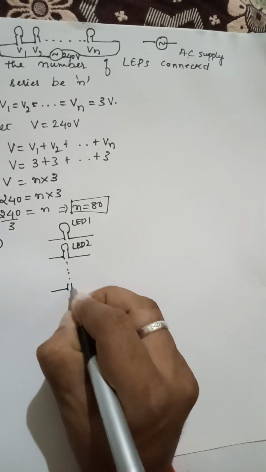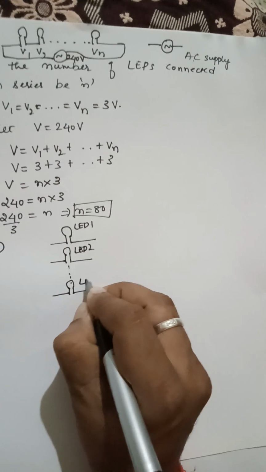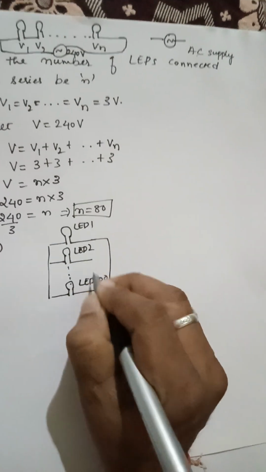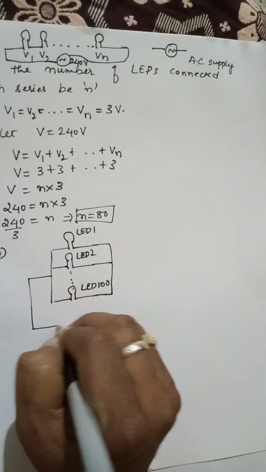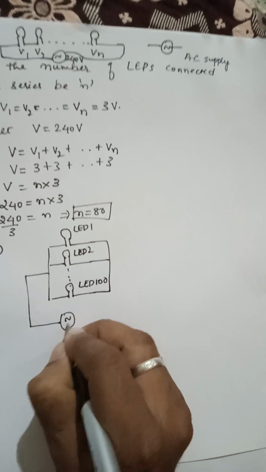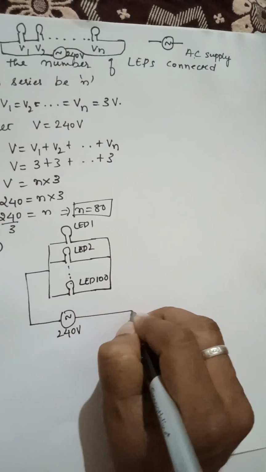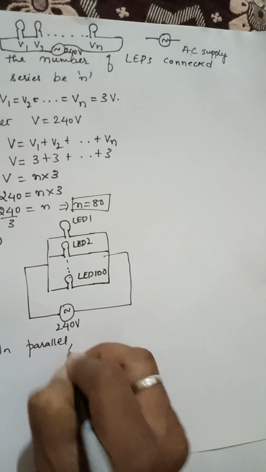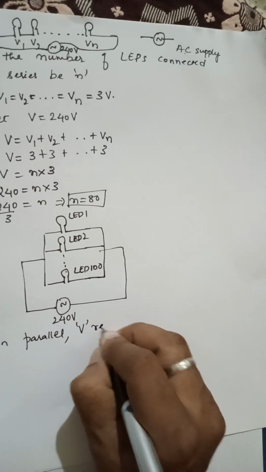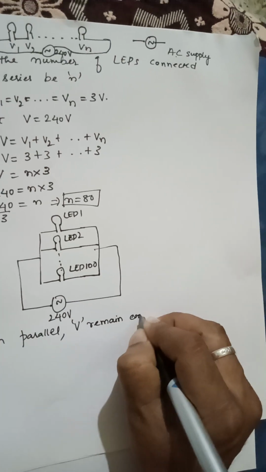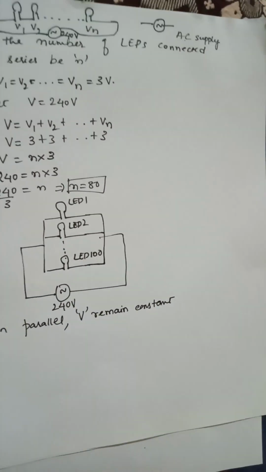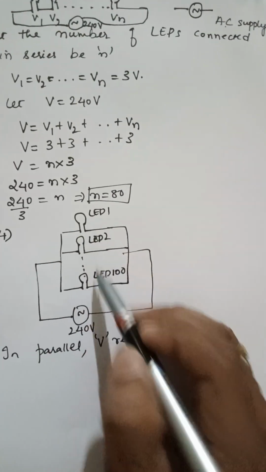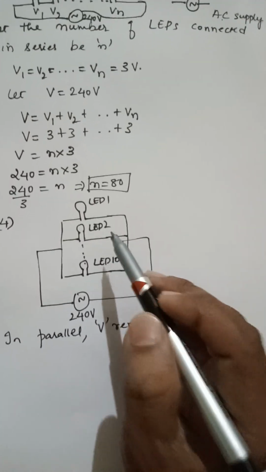The 100th LED, let me label it as LED 100. Now they are supposed to be connected in parallel like this, and connected to a 240 volt supply. Now we know that in parallel, potential difference V remains constant. Whenever two or more devices are connected in parallel, the potential difference across each of them remains constant. So the potential difference across the 100 LEDs should be the same.